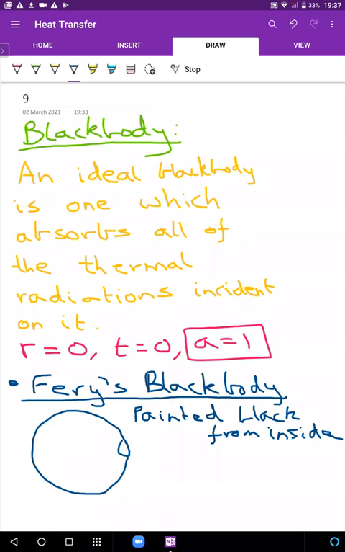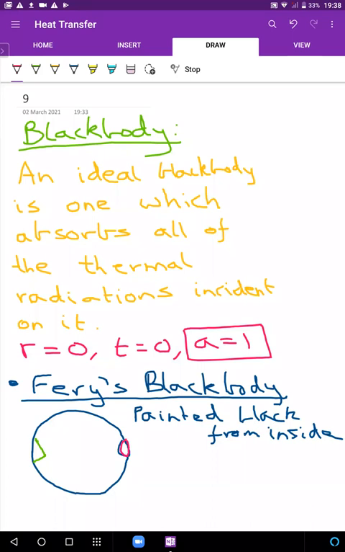Ferry's black body is one which is painted black from inside, so this entire surface is black. And then also he'll place some kind of a small pointed surface like this. And then the whole idea is this hole over here behaves as a black body.